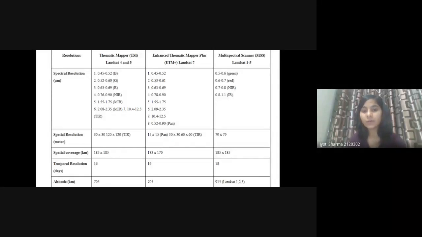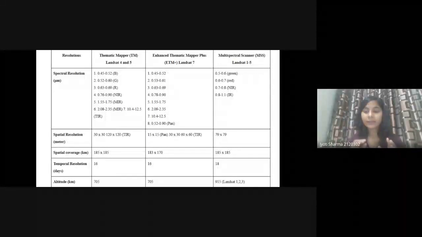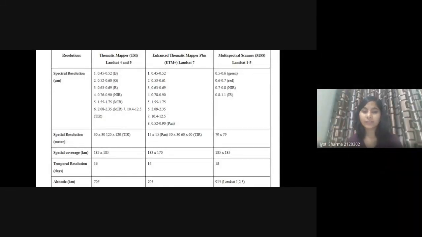And there is also one data set that is from 1 to 5, based on the version, based on how much improvement we have gone through. Okay, so we have the same sensor, but with some improvement we have a different version of that data set. And this has improved our resolution as well.